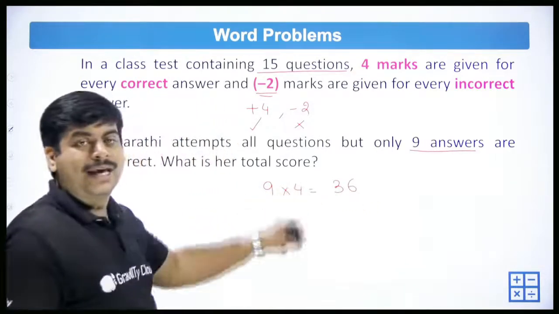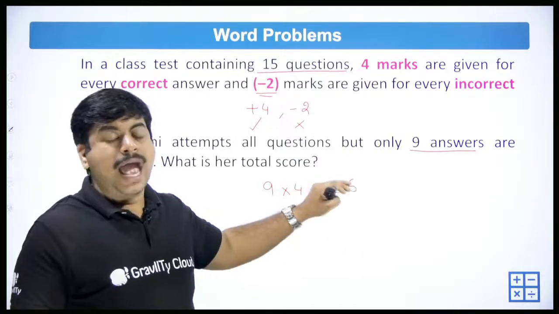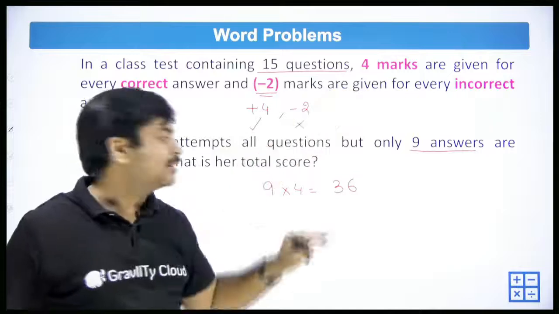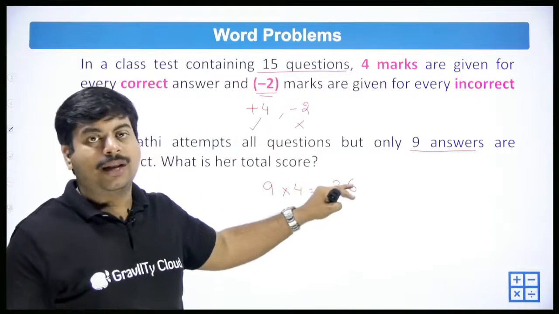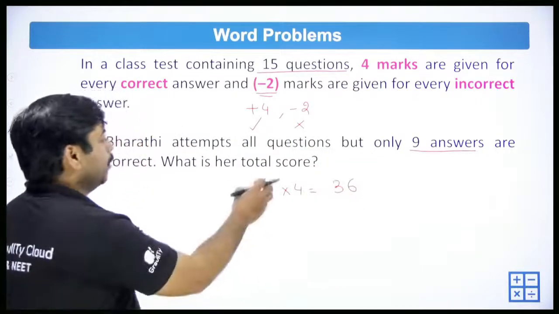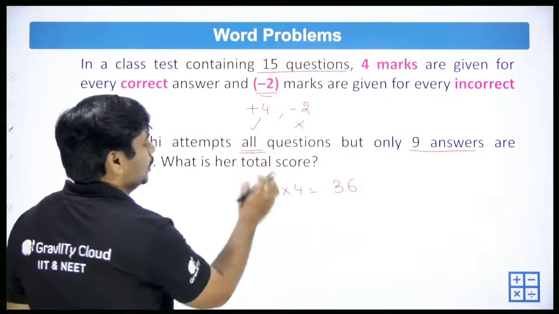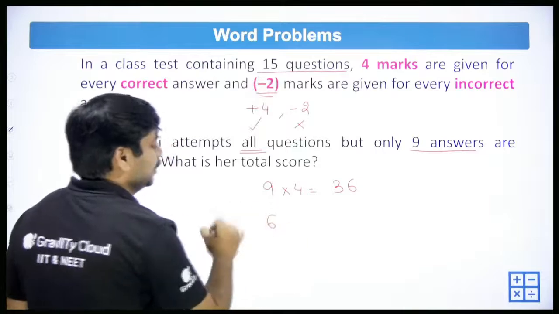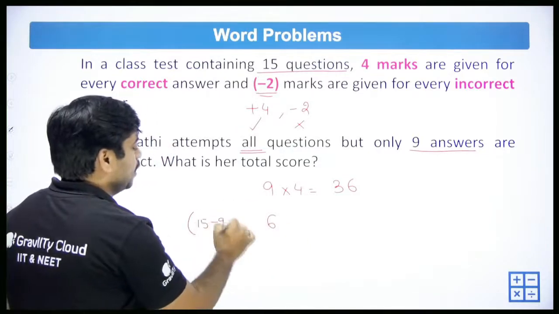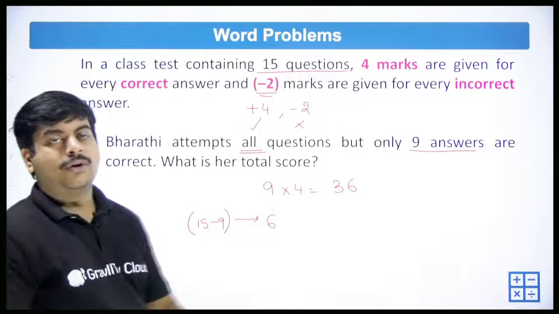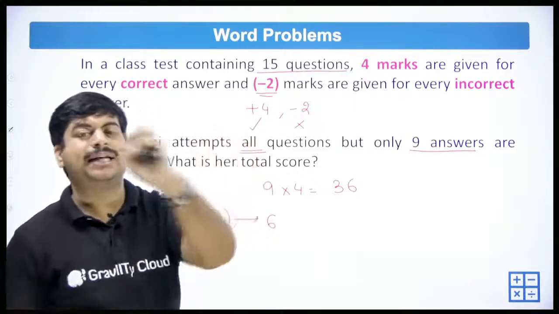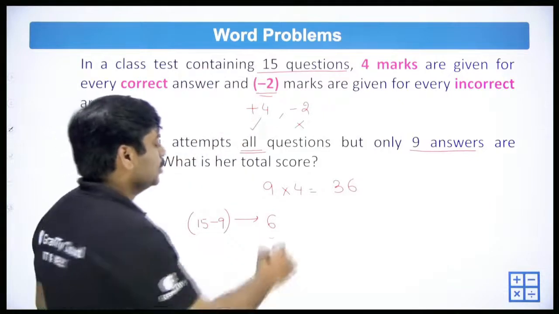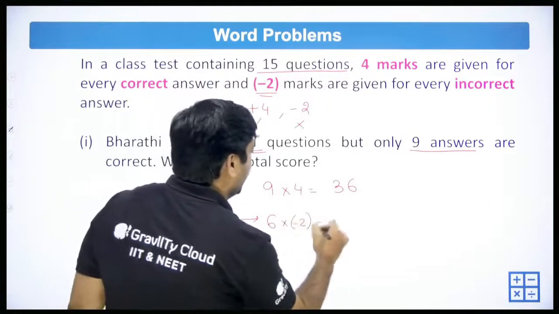But is this her final score? Had there been no negative mark for incorrect answers, that is her final marks. But as she is attempting all the questions, out of 15, 9 are correct, so 6 are wrong. That is 15 minus 9. For every wrong answer, you are having minus 2 marks. So 6 into minus 2 will give you minus 12 marks.